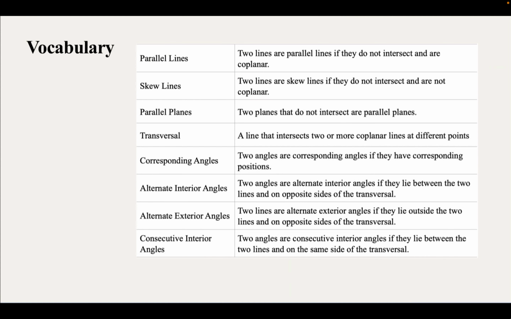Parallel planes, two planes that do not intersect. An example of this could be like your ceiling and your floor. Those could be two planes that are not going to intersect.